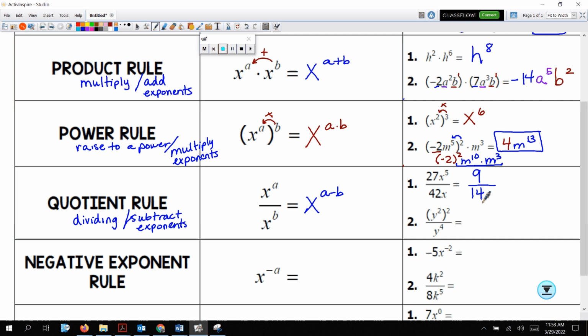Now we need to subtract the exponent. Remember, on the denominator it's 42x, that's 42x to the first. So I'm dividing x to the fifth by x to the first. We subtract. 5 minus 1 is 4. So x to the fourth.